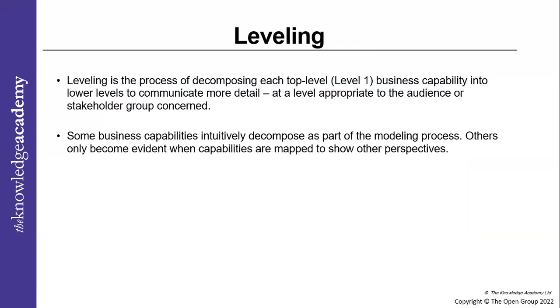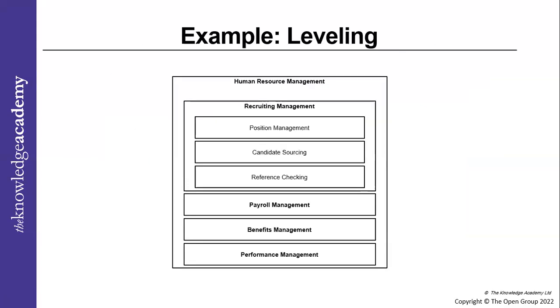Now, have a look at this one, leveling. Here, human resource management is the level 1 business capability. There are 4 level 2 business capabilities, such as benefit management. And if you look at recruitment management, further it has 3 business capabilities. Likewise, I can break this one, this one, and this one. It's called leveling. Got it?